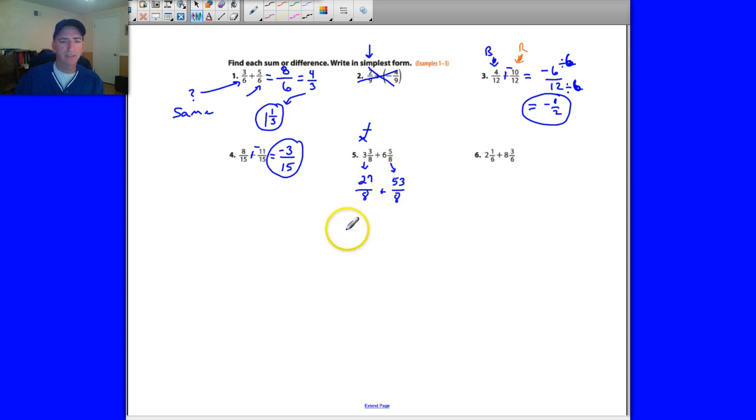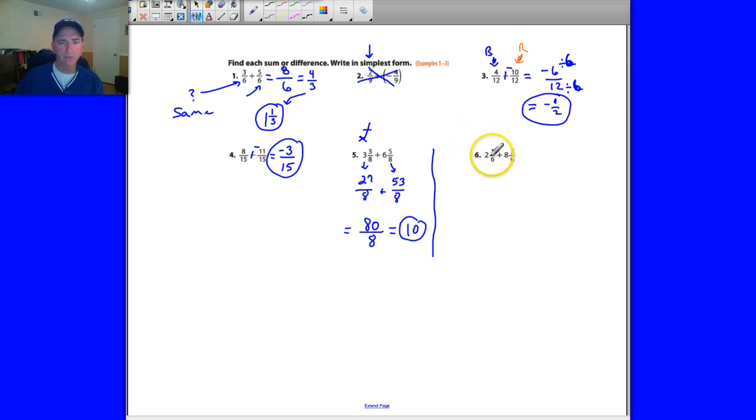Now, you keep the denominator the same. You add 27 plus 53, that works out to be 80, and that's a nice, easy problem because we have to simplify it. 8 goes into 80 10 times. That worked out real nicely for me. So, that's 5. And let's look at number 6, as that one's a little bit trickier here, and I'm going to draw a separating line for that, just so you can keep them separated here.